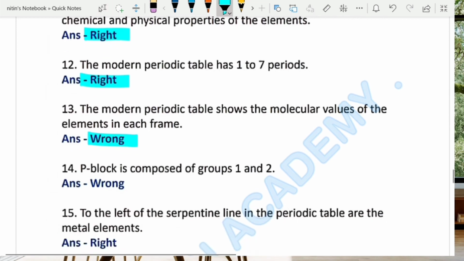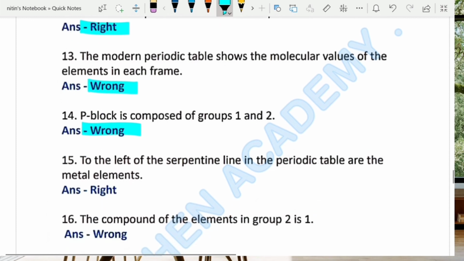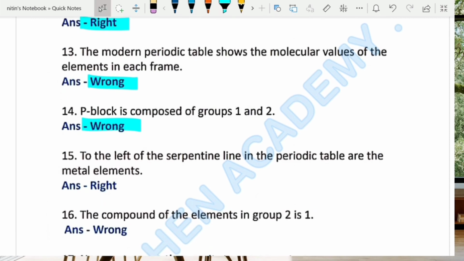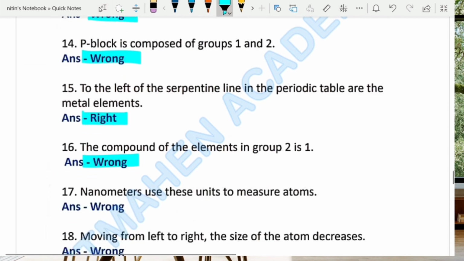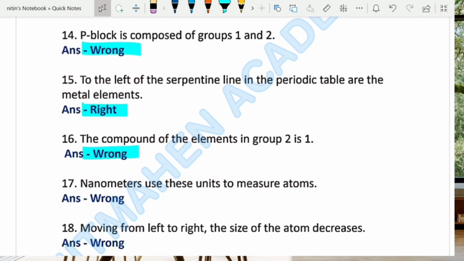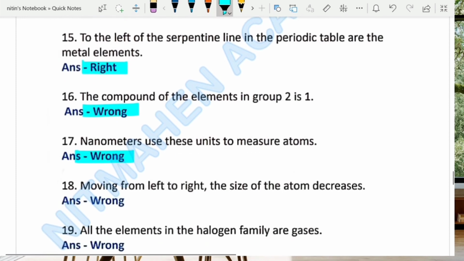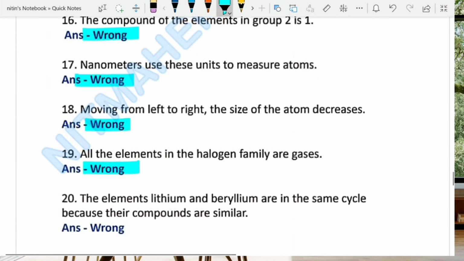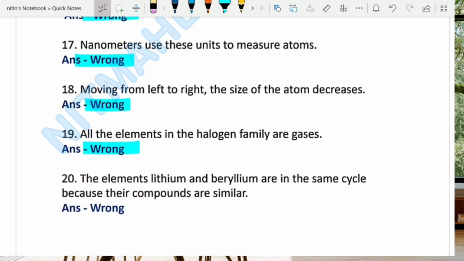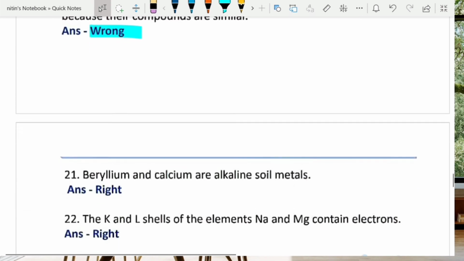Wrong. P block element, compare 1 to 2. Wrong. To the left of the separation line in the periodic table, it is right. The compound of the element group 1 2 is 1. Wrong. Nanometer is used as the unit, it is wrong. Moving from left to right, it is wrong. All elements in the halogen family are gases. Wrong. The elements lithium and beryllium are in the same period. Wrong. Is a compound. Next, beryllium and calcium are alkaline earth metals. Right.